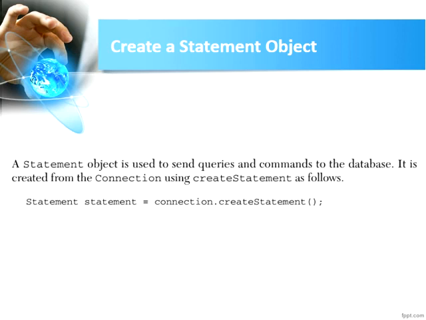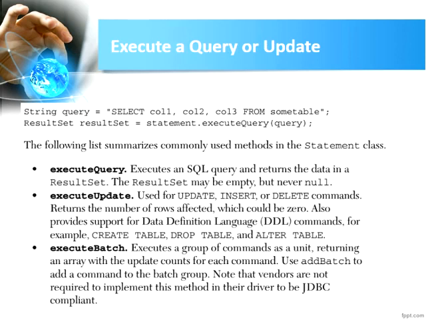After that, we will create a statement. The statement is created by connection.createStatement. After that, we will execute the query. When we invoke the method executeQuery on the statement object, we must provide the query. In our example here, we want to select column1, column2, column3 from some table, and the result will be an object, and the type of this object is ResultSet.